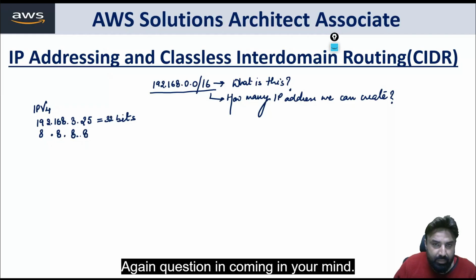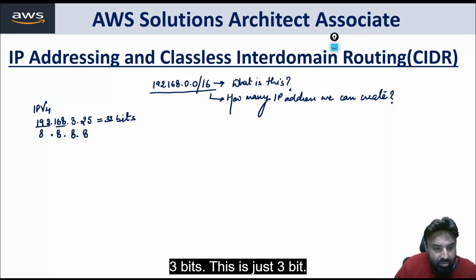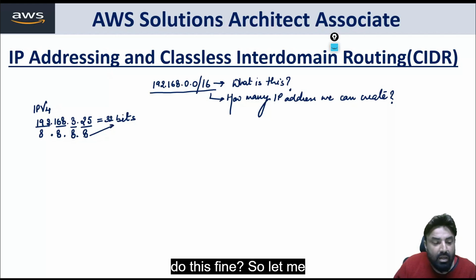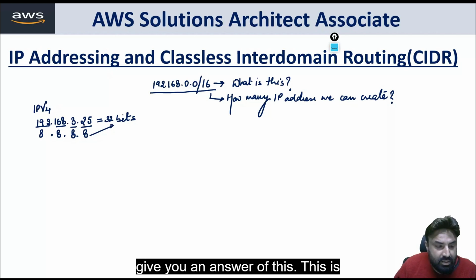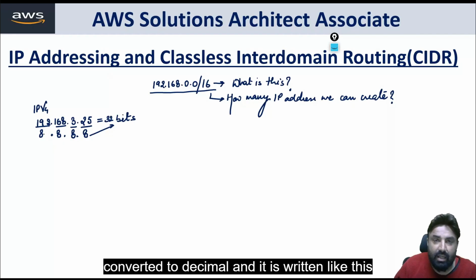Again, a question comes to your mind. These are not 8 bits. This is just 3 digits, this is just 3 digits, this is only 1 digit, and this is 2 digits. How can you write this as 8, 8, 8, 8 and make it 32? Let me answer this. This is not bits. This is a decimal notation of a binary number. Actually, binary is converted to decimal and it is written like this.